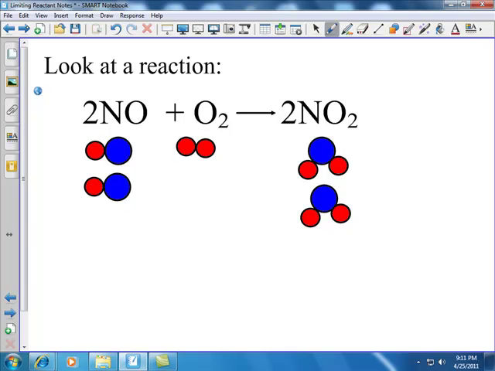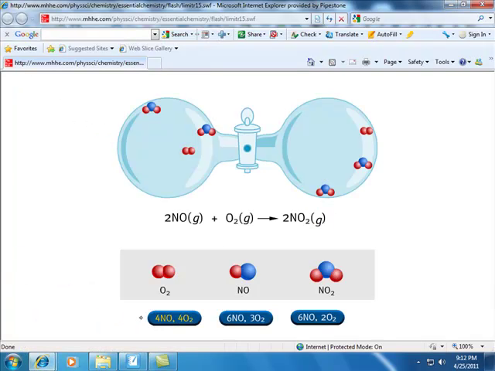So if we look at a chemical reaction in a perfect situation, okay, there are 2 moles of NO that need 1 mole of O2, and that's going to produce 2 moles of NO2. So that would be a perfect reaction. But we never have perfect reactions. So what I'd like you to do is watch this little video clip about this same exact reaction.